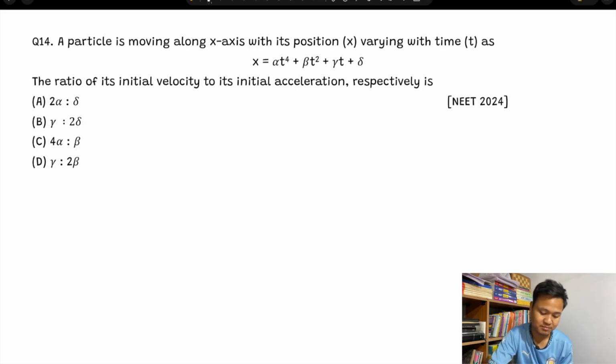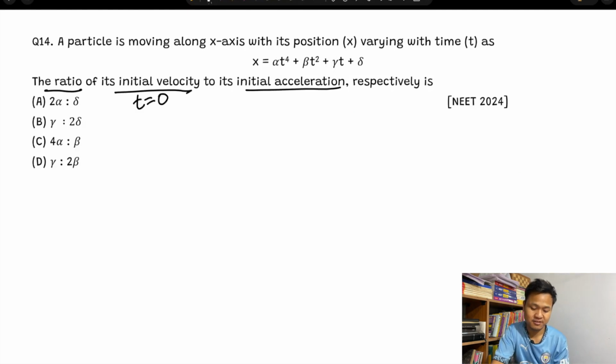So it is very simple. They ask you what is the ratio of initial velocity and initial acceleration. Initial means time t equals 0.